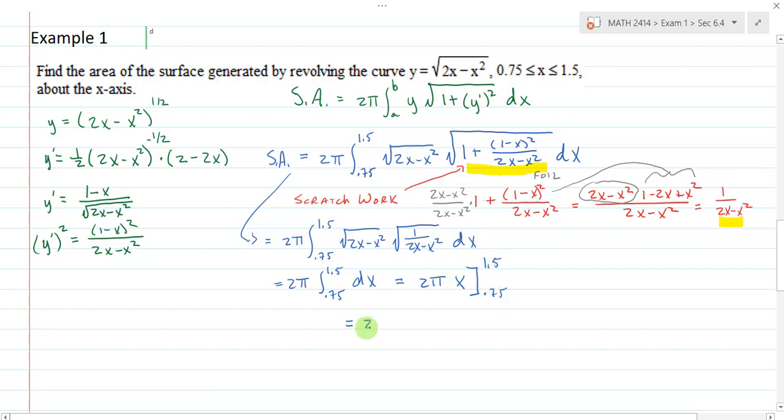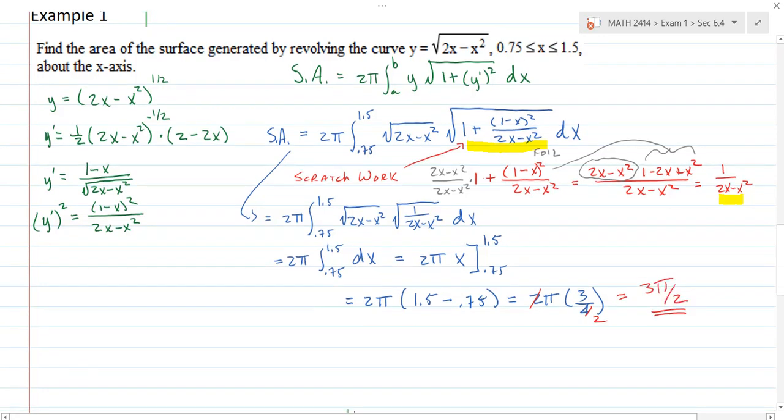Using the fundamental theorem of calculus, we plug in our upper bound and get 1.5, minus, plug in your lower bound, that's 0.75. And 1.5 minus 0.75 is 0.75, but 0.75 you can write as 3/4. And then that 2 will cancel with that 4, and we're left with 3 pi over 2.